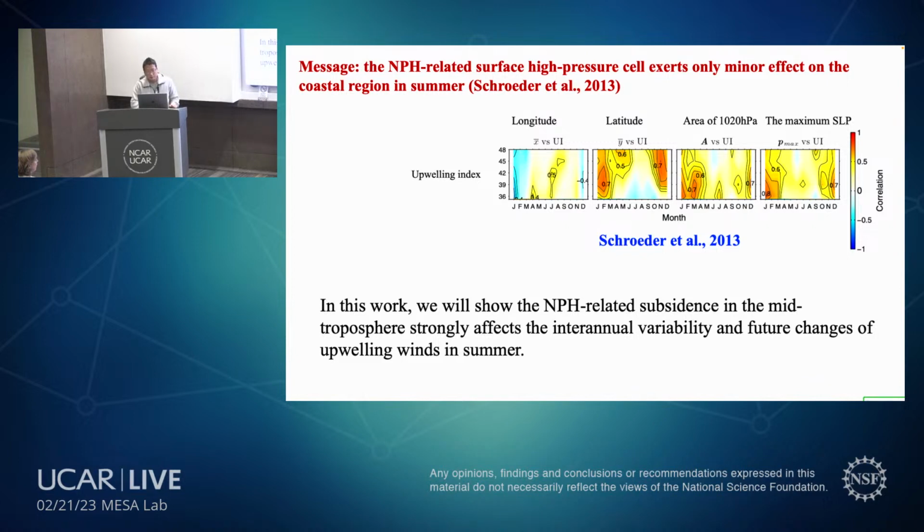But results from this paper show the high pressure cell has only a small impact on coastal upwelling in summer. The impact mainly occurs in spring and winter. So this motivates us to look at the other aspect of the North Pacific high.